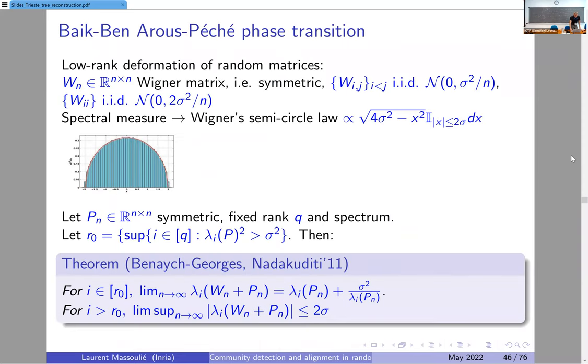Okay, so the last thing I wanted to say is how you can relate those results to results you have, I think, seen in other courses this week. In particular, Mark Potters and Mark Lelarge spoke of low-rank deformations of random matrices. So you have heard about this BBP, Baik-Ben Arous-Péché, phase transition. Typically you have a low-rank matrix, you add a noise matrix, so it could be a Wigner matrix.